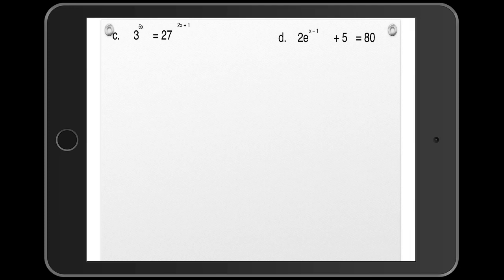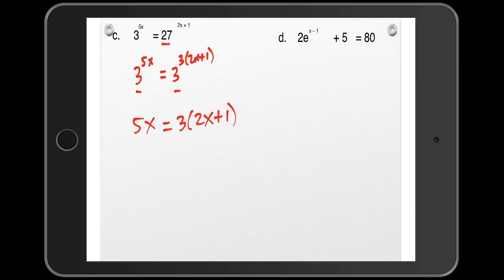And that is to realize that 27 can be written with the base of 3. So it's actually 3 to the third. And then we have 2x plus 1 as well. And now, because the bases are equal, we can say that the exponents are equal to each other. So we have 5 and we're going to distribute. So we have 6x plus 3, 5x.